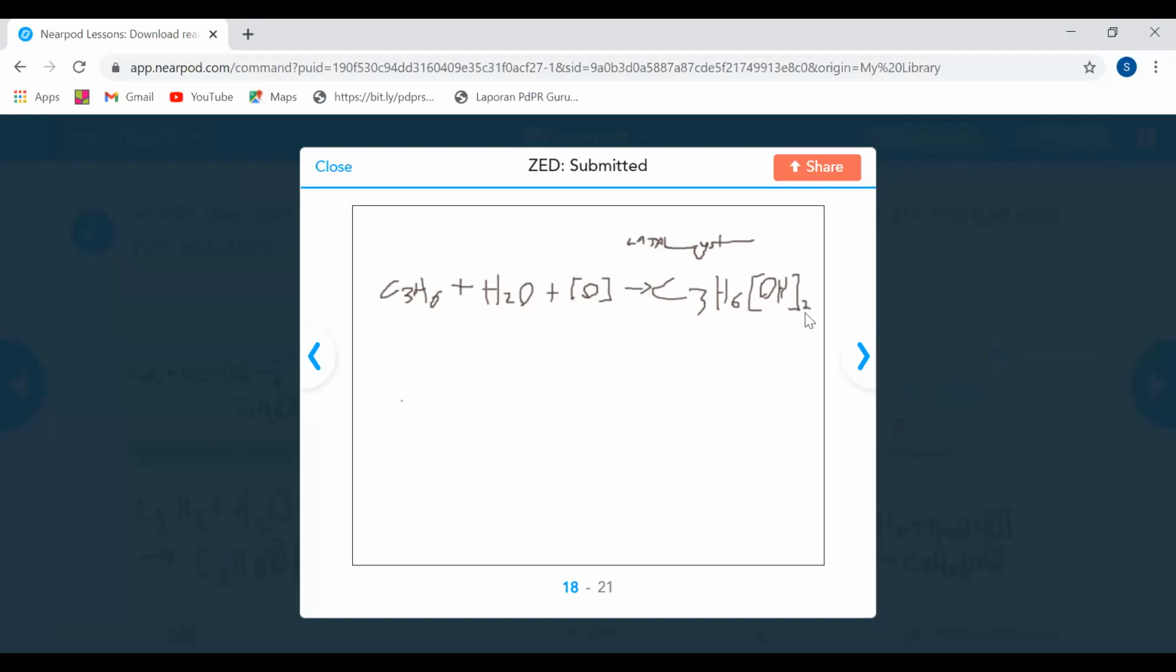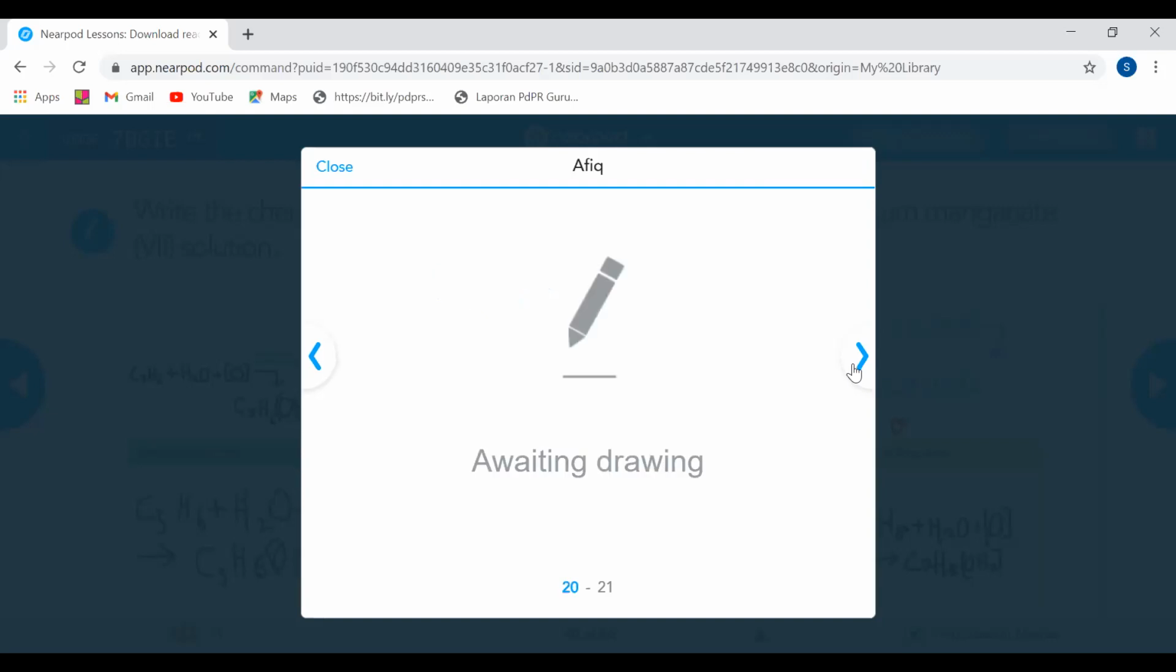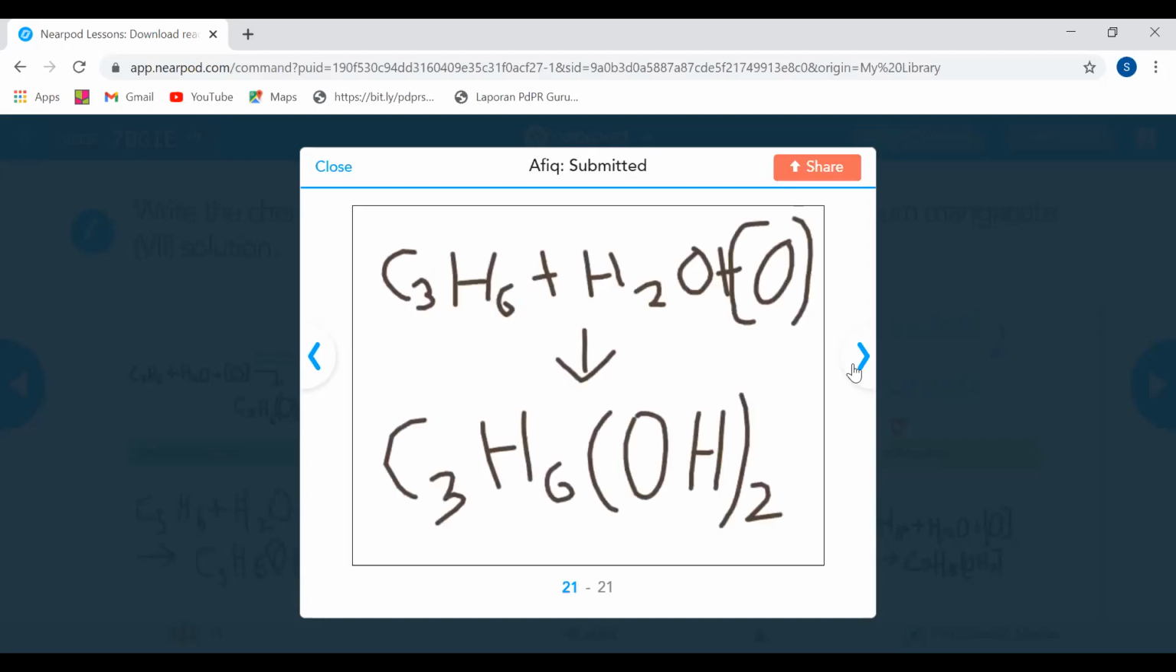The bracket at the OH cannot be like this. When you use a square bracket like this, it's only for oxidation. This is not an oxidation reaction, so you cannot put a bracket like that. You must use a normal bracket. Chemistry is that particular. Even here, the second bracket is wrong. Another mistake: it must be C3, not C2. So be very careful. Afiq's answer is also correct.